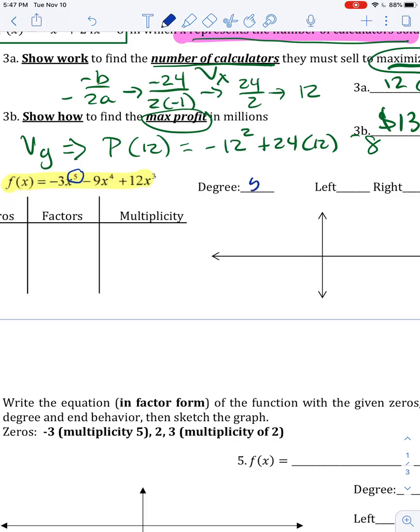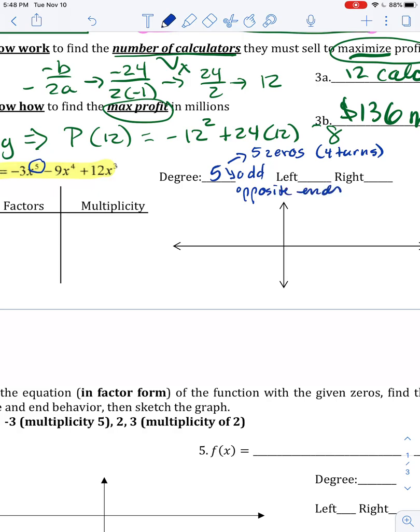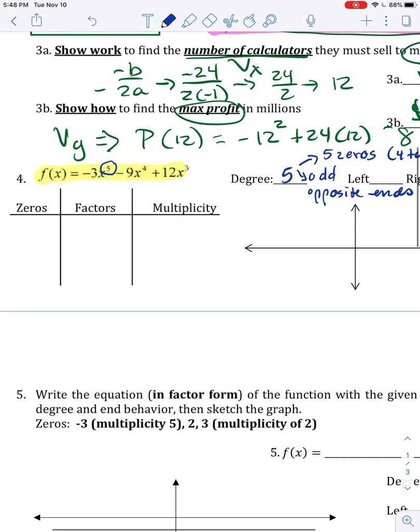All right, so the degree is nothing more than the highest power, so that would be 5. Think about what that tells you. Tells me that I expect to have 5 zeros, which would turn into 4 turns, because there's always one less turn than zeros. And then 5 is also an odd number, obviously, so that's telling me something about the ends. I'm going to have opposite ends. One's going to go up, one's going to go down.